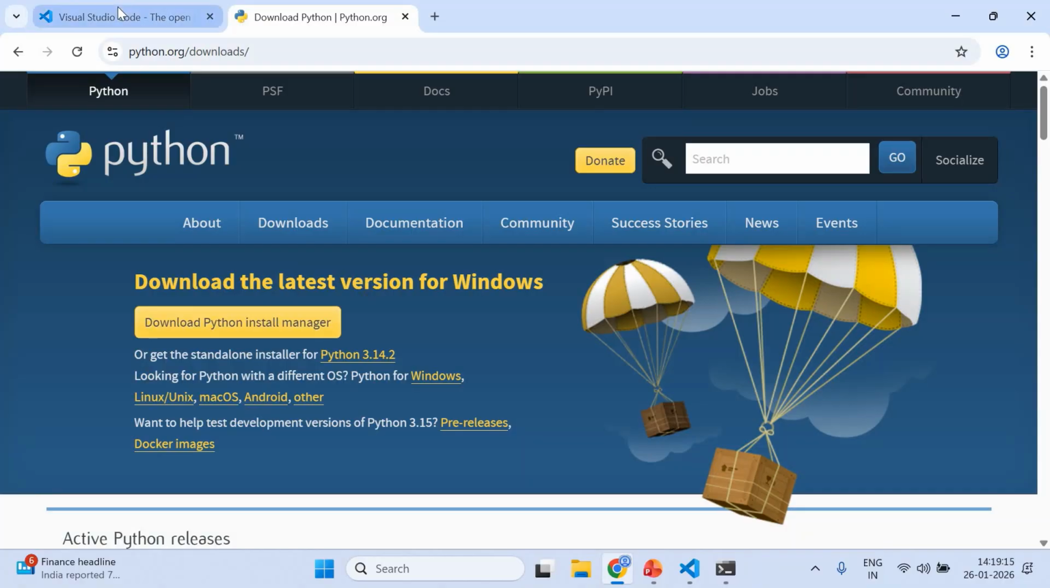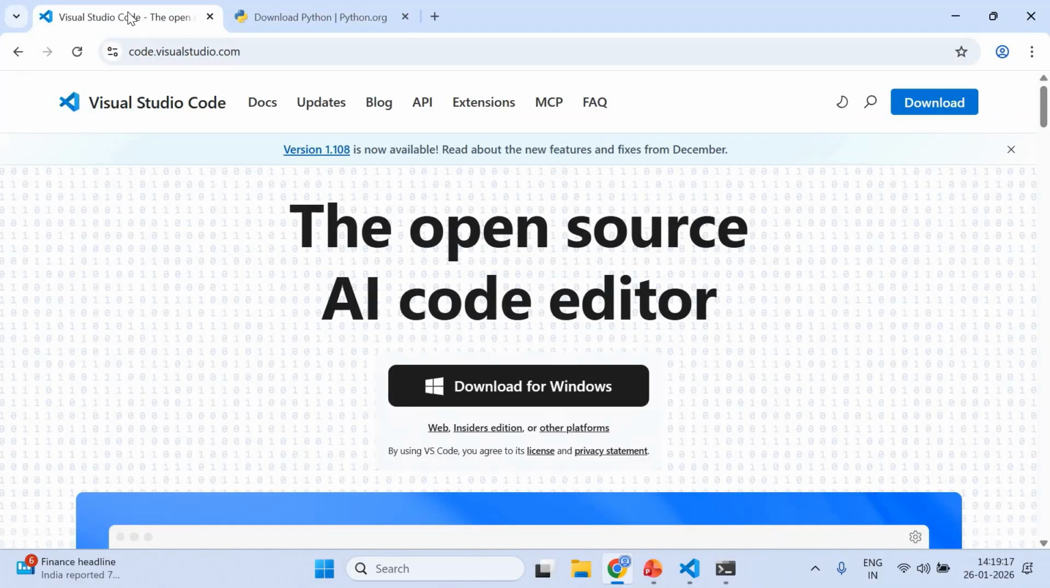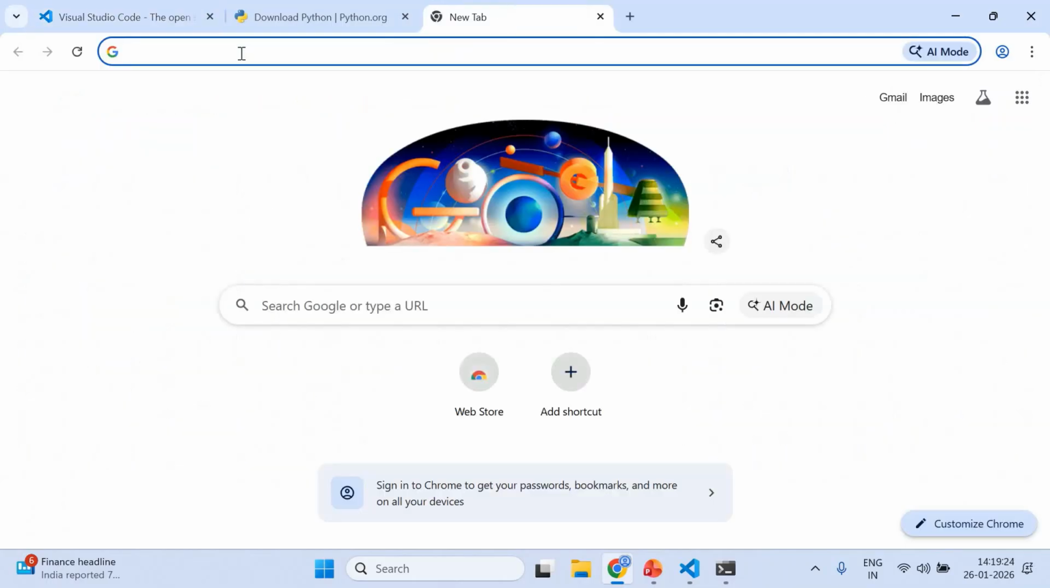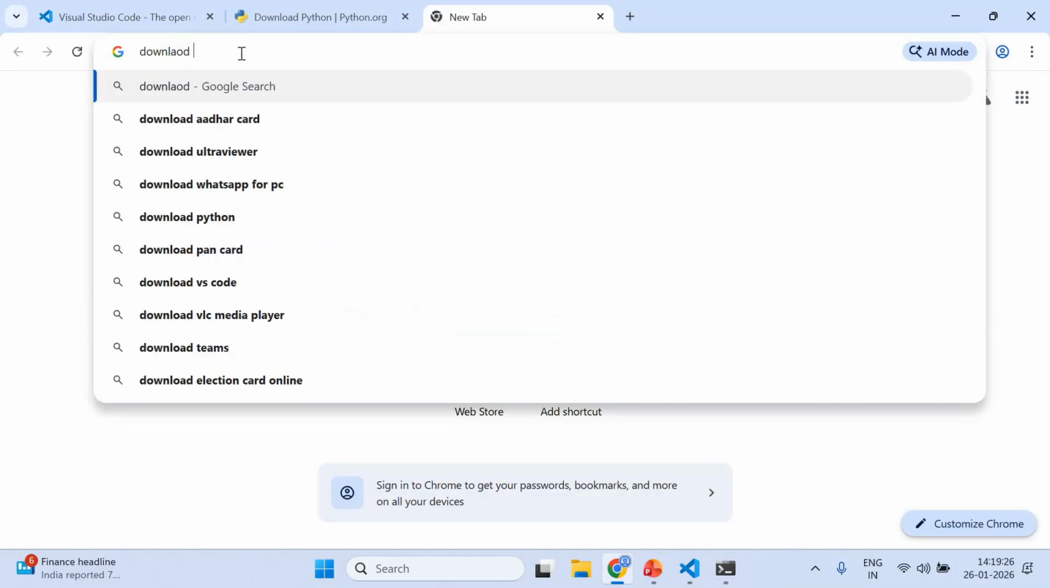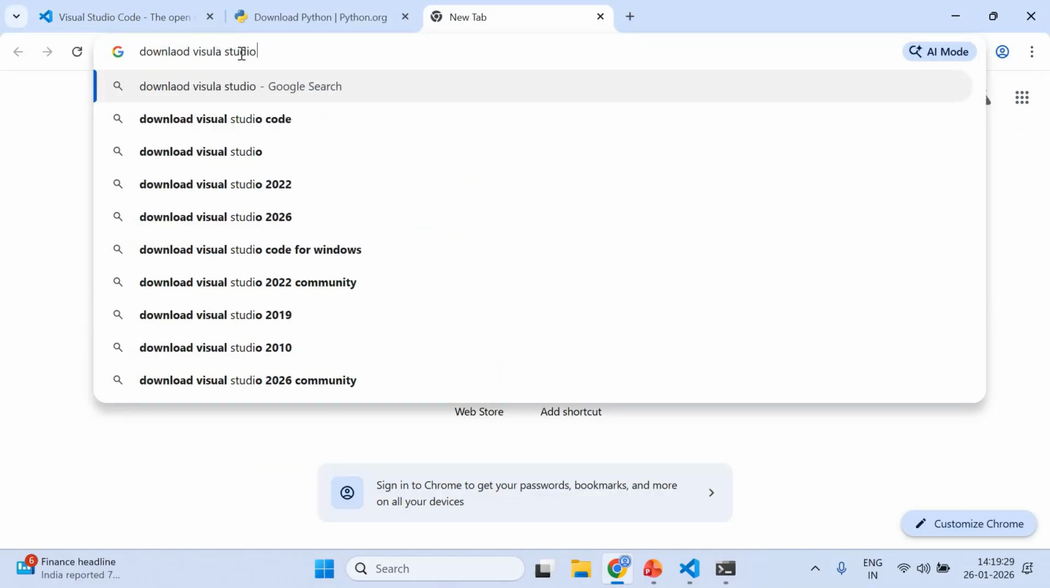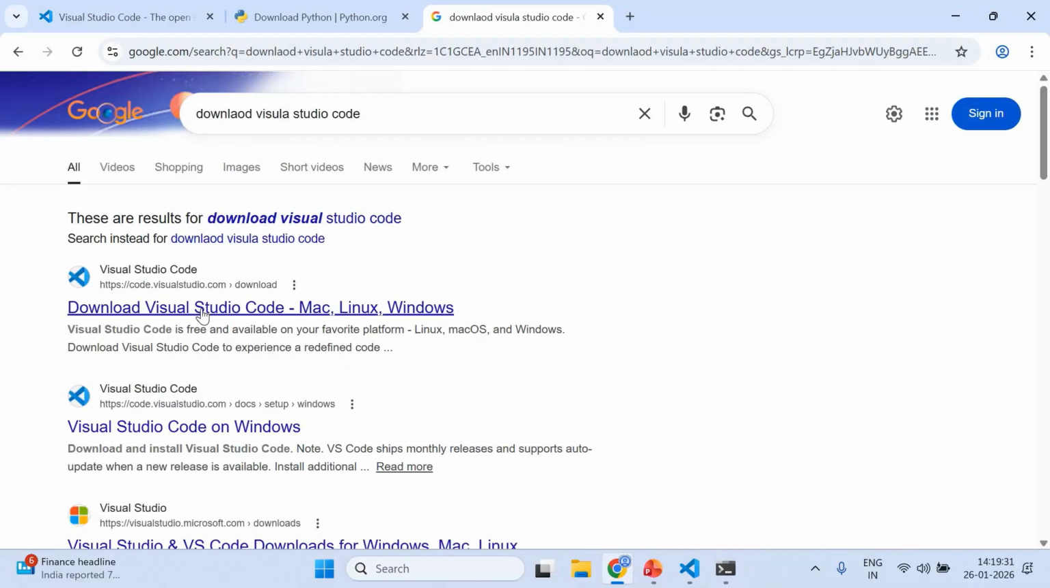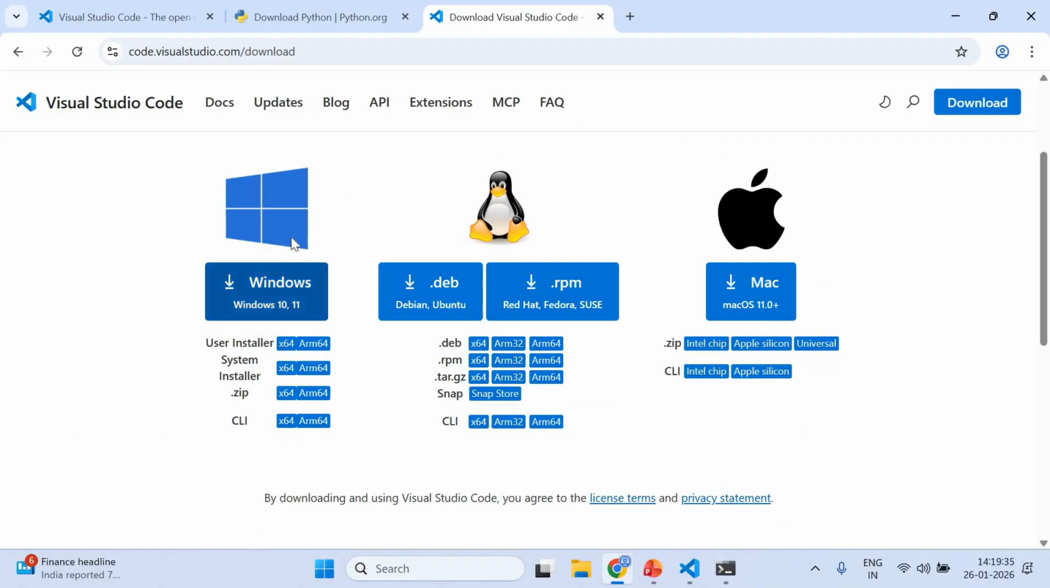Now I'm using the Visual Studio Code editor for typing my programs. So let me just show you. You can simply type download Visual Studio Code. You simply go to this website, and now you have a link. You have an option to install this VS Code editor, either on Windows 10 or 11. Once you click on this, it will install the editor for you.